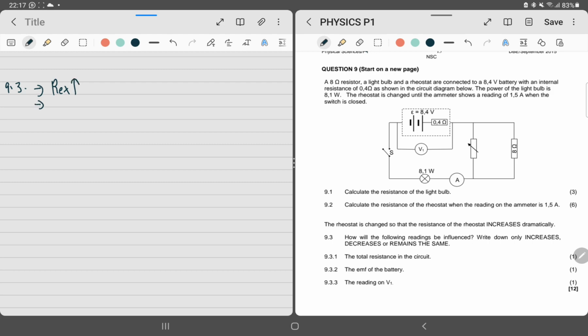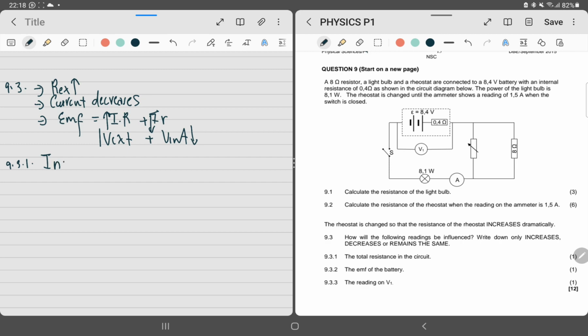Goes up. And then the current decreases. And then we said when we have that, whenever the current decreases, that will go up. So V external should go up, and then V internal should go down. Let's answer the question. The total resistance in the circuit, so it increases.